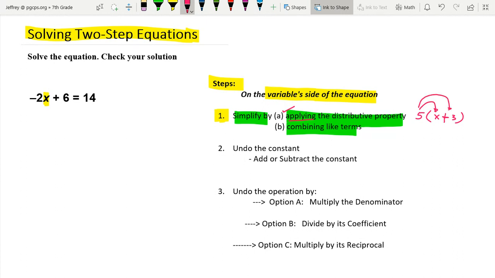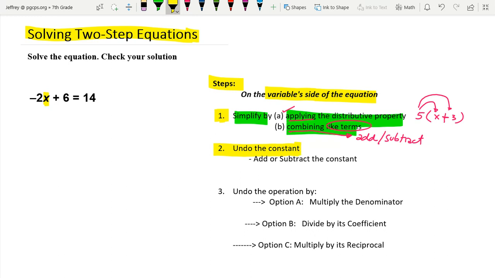Okay? Now, either or, we also need to do combining like terms. Combining like terms means that we need to either add or subtract like terms. When you say like terms, it means that the terms have the same variable and the same exponent, or both are constants.